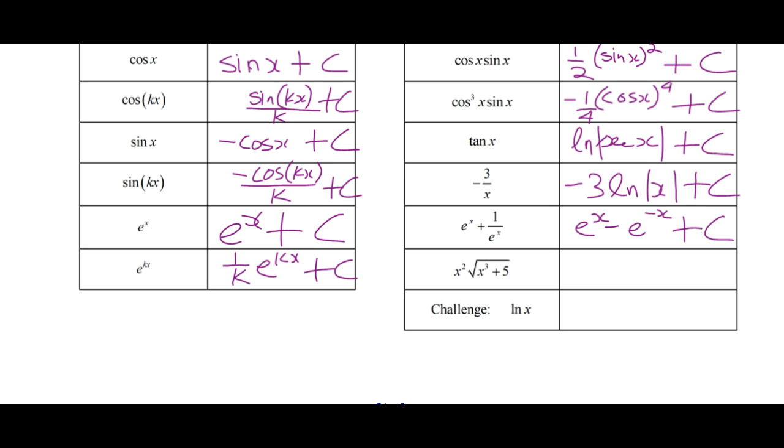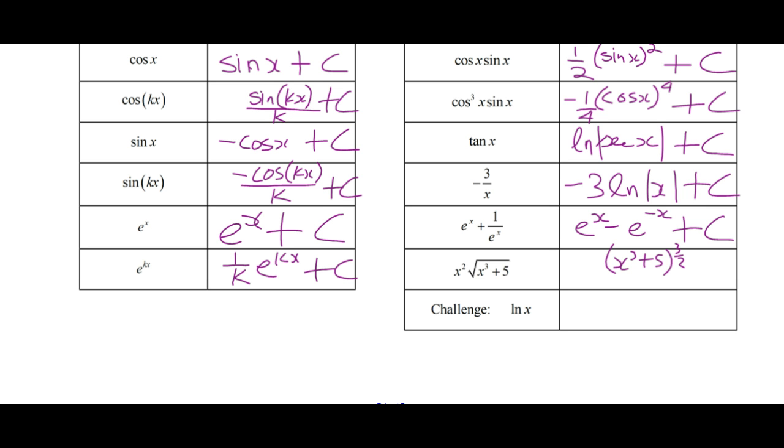Okay, x squared, square root of x cubed plus 5. So think of x cubed. What's the derivative of x cubed? 3x squared, right? So we kind of need that inside function, x cubed plus 5, and its derivative is going to be 3x squared. So let's start with this, x cubed plus 5. Now, it's to the 1/2, so it had to start out at 3/2. Okay, so let's throw a 3/2 on here, right?